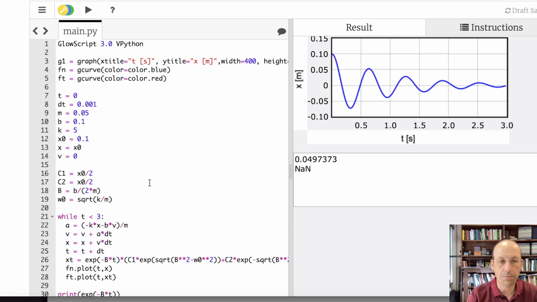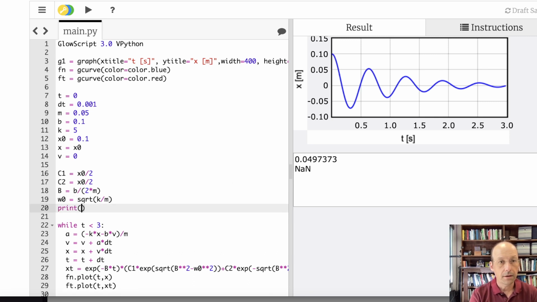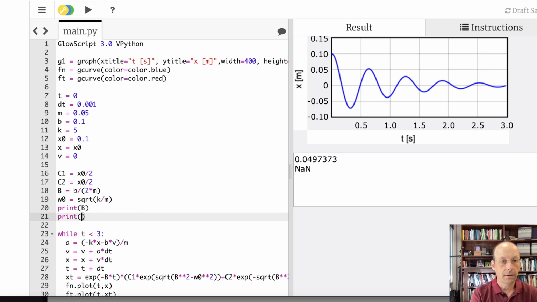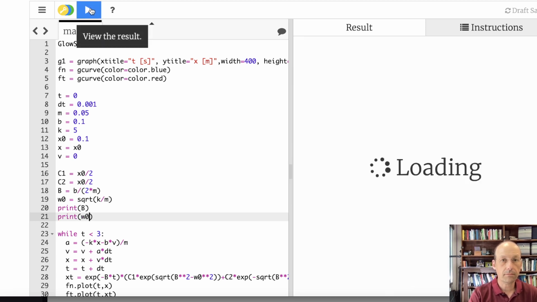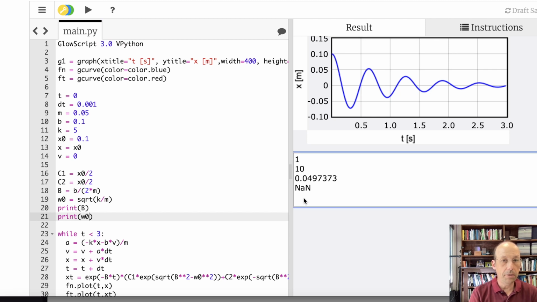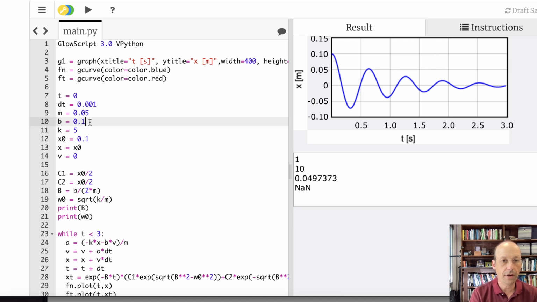Okay, that's the problem. Let's do this. Print B, print omega 0. So B is 1, omega 0 is something else. See, so what I did was I actually underdamped it such that that solution doesn't work because I actually get imaginary numbers when I take the square root, and we can fix that. Okay, we can fix that. But let's instead change this, make it more highly damped. So what if I have B is 11?